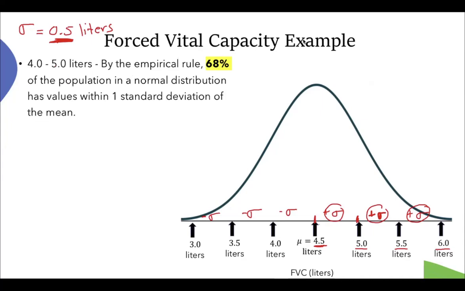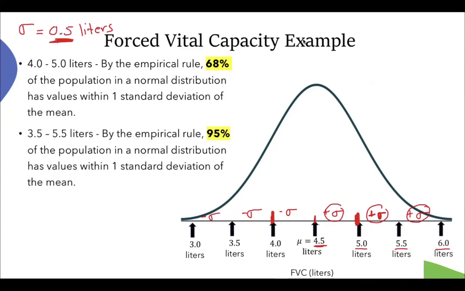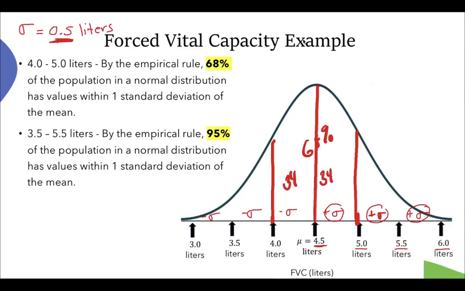So by the definition of the empirical rule, we know that 68% of the population falls between one standard deviation below to one standard deviation above. So I'll shade in that area. One below to one above. This is 68%. And cutting that 68% in half, this is 34% and 34%.